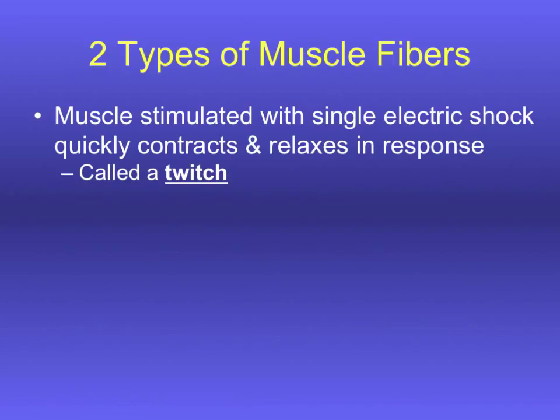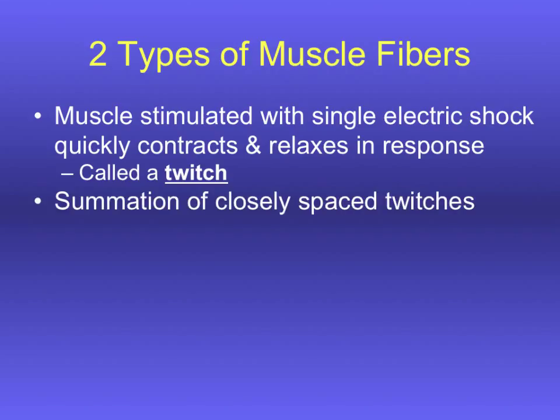In terms of fast twitch versus slow twitch muscle, the idea is that different kinds of muscle, if they're electrically stimulated, if you give them a little bit of a shock, are going to contract and relax. The effect of this is sort of like what a neuron would do. It would cause a contraction and then relaxation. But the time that it takes for the contraction and relaxation to occur is what distinguishes a fast twitch from a slow twitch muscle.